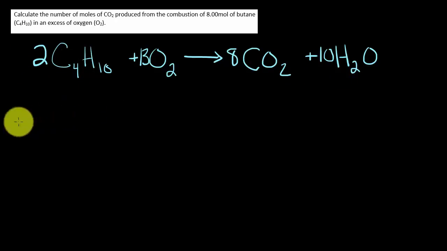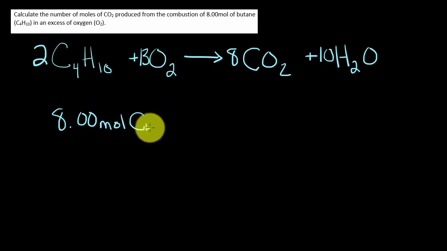All right, so let's go ahead and solve this problem. This one here is pretty straightforward. This is just moles to moles. So what we're going to do is start with our given value here. We have 8 moles of butane, C4H10, and that's right here in the balanced equation. And we want to convert this to moles of carbon dioxide produced.